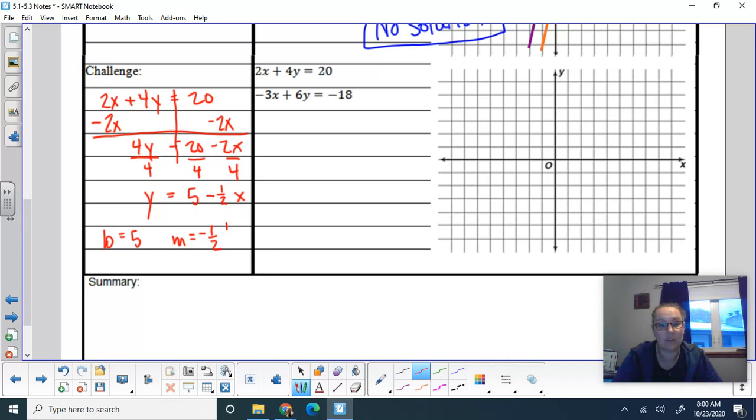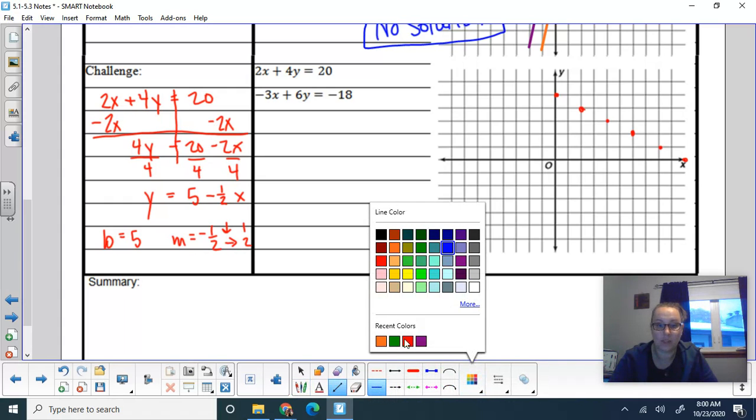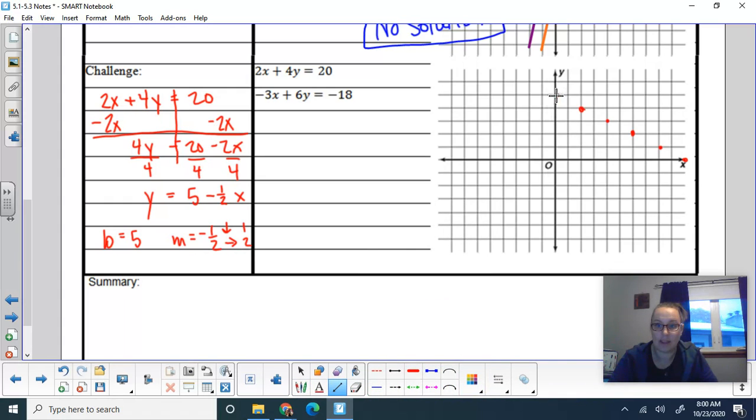Remember, when the slope is negative, it means we go down 1, and we always go over to the right 2. So plotting these points, I'm going to start at 5. 1, 2, 3, 4, 5. And then I'm going to go down 1 over 2, down 1 over 2, down 1 over 2, and I just keep repeating that process so I can see all those points clearly on my graph. Next, I'm going to connect those points with a straight line. Again, I find just using the edge of my paper is helpful if I'm doing this by hand.